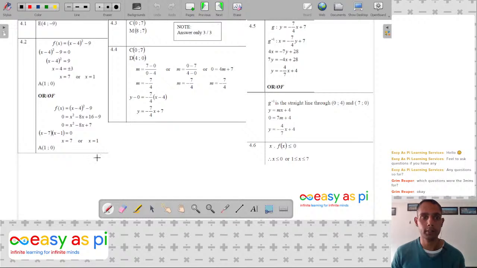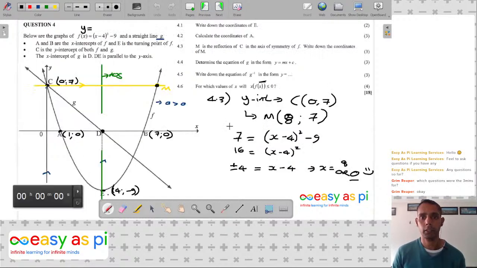And let's have a look at our answer. Well, you can see they say M (8, 7). Okay, and that's how you would have done it. That's how you would have logically figured it out. So if we have no questions here, I am going to just move it along.